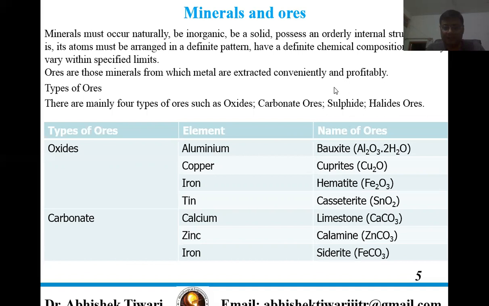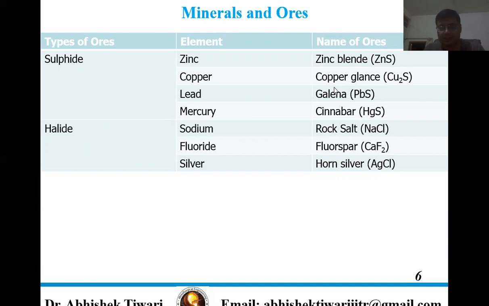For zinc, it occurs in the form of zinc blende. It's very important. It's in the examinations also. Copper glance, Cu2S. And lead, galena, PbS, this is also asked in examinations. And mercury, cinnabar, HgS. This is also asked in the examination. Halide ores: sodium occurs in the form of rock salt, NaCl. Fluoride ore, that is fluorspar, CaF2. And silver is found in the form of horn silver, AgCl.